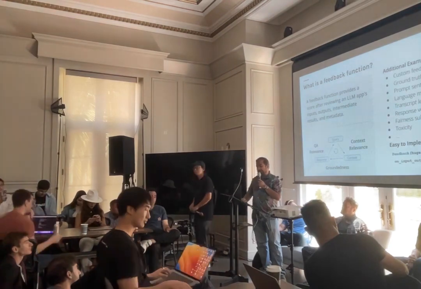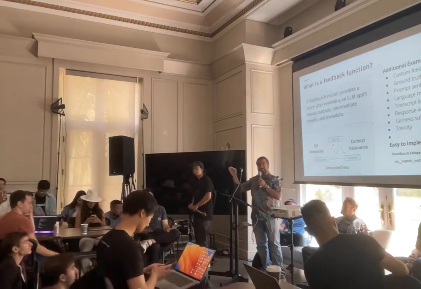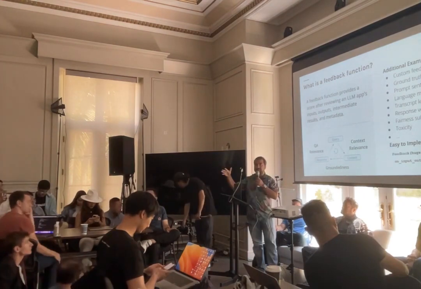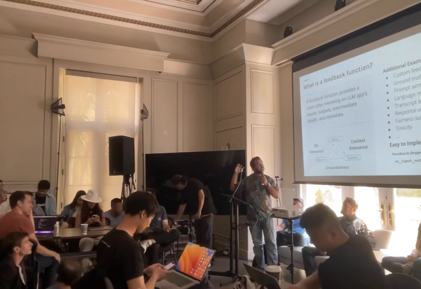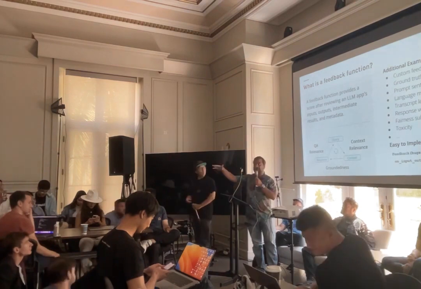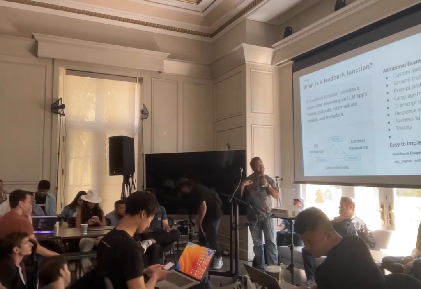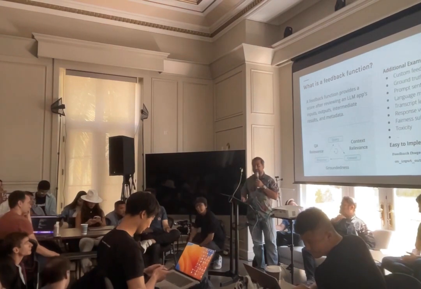So examples of feedback functions that we have are things like custom feedback that you can write. You can write an agreement with ground truth answers that you might have, and then it's very easy to implement and add to your system with one line of code.